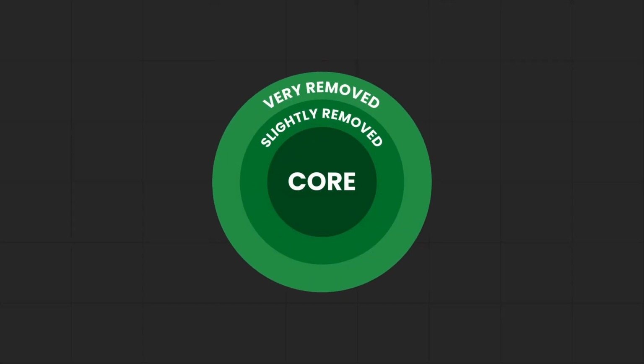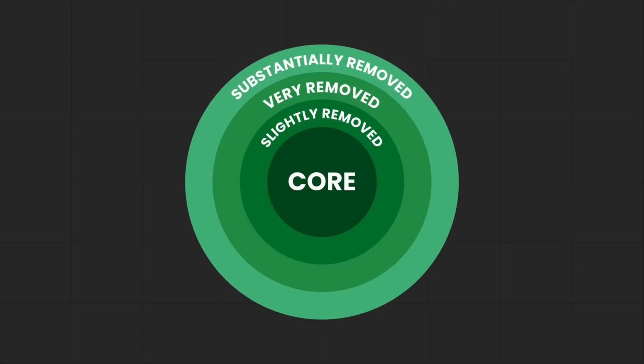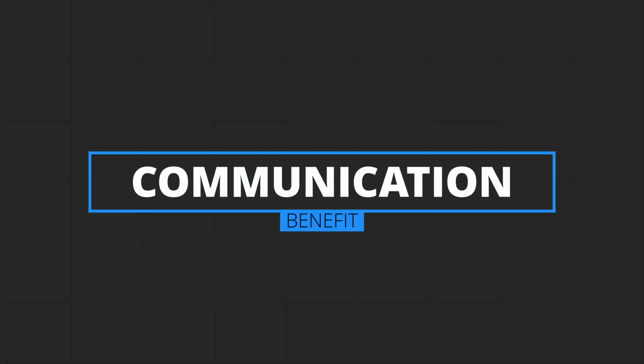We needed ways to frame the decisions about what we should implement into the system. One of the ways we did this was by thinking through what is really core to the operation. We created 4 levels: core, slightly removed, very removed, and substantially removed. I'm going to describe what these mean, but first, let's talk about how we used these categories and how they can help you. Thinking through our processes and systems like this helped us communicate with other team members.